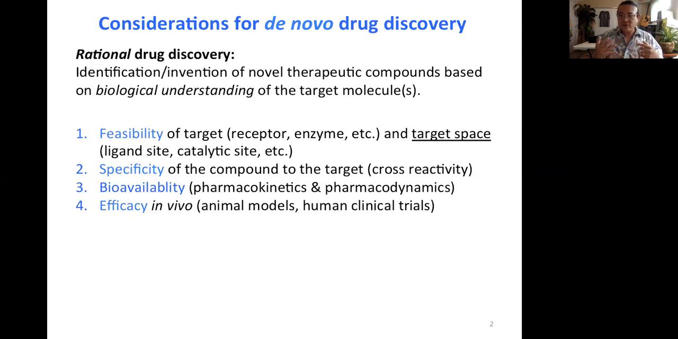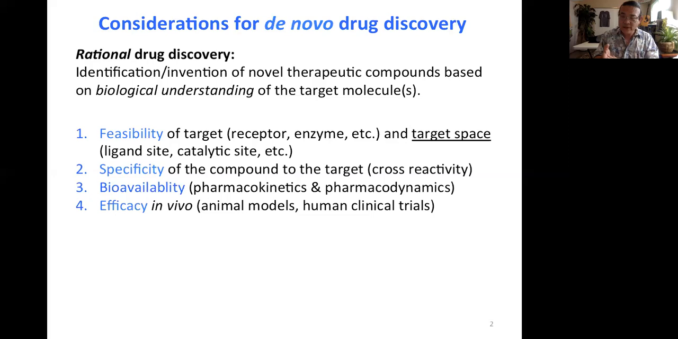Then you have to be concerned with specificity. If you come up with a three-dimensional shaped little molecule that binds to this target, how do you know that it's specific just for your target protein and won't bind something else inside of the cell, which might be potentially far more dangerous than beneficial?